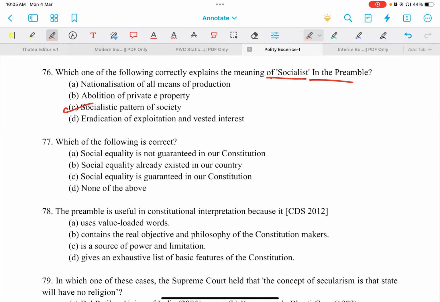Which of the following is correct? Social equality is not guaranteed in our constitution now. Social equality already exists in our country now. Social equality is guaranteed. Yes, guaranteed.